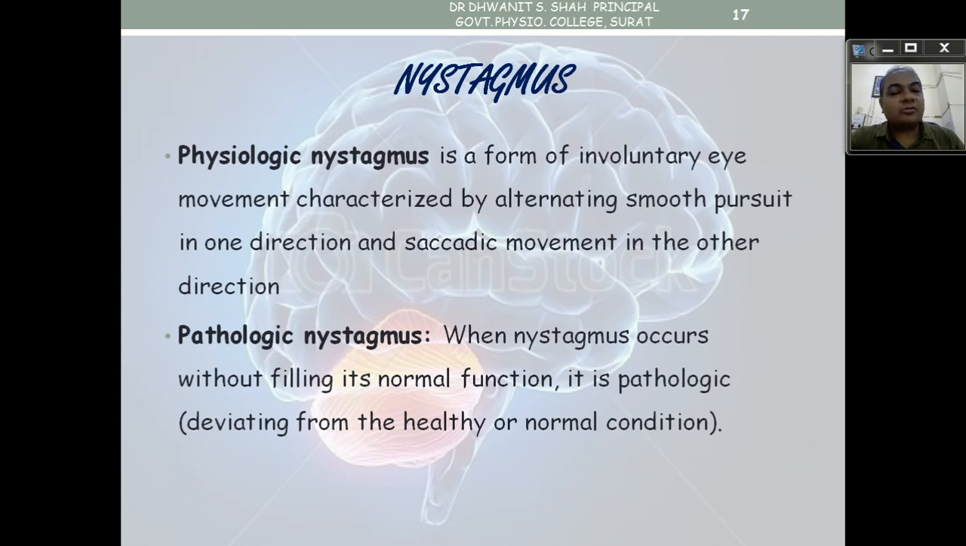Nystagmus has two types: physiological nystagmus and pathological nystagmus. Physiological nystagmus is a form of involuntary eye movement characterized by alternating smooth pursuit in one direction and zigzag movements in another direction. That is called physiological nystagmus. That is a normal nystagmus.